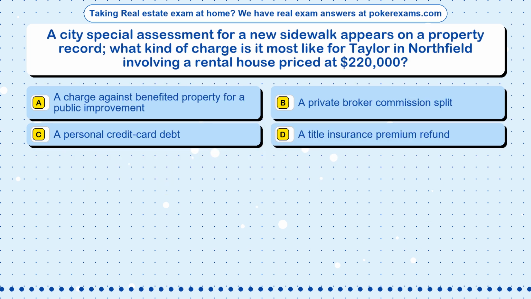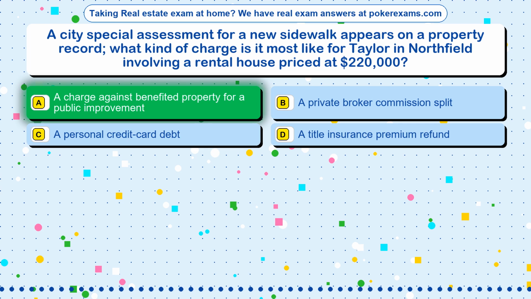Question 41. A city special assessment for a new sidewalk appears on a property record. What kind of charge is it most like for Taylor in Northfield involving a rental house priced at $220,000? Option A. A charge against benefited property for a public improvement. Option B. A private broker commission split. Option C. A personal credit card debt. Option D. A title insurance premium refund.